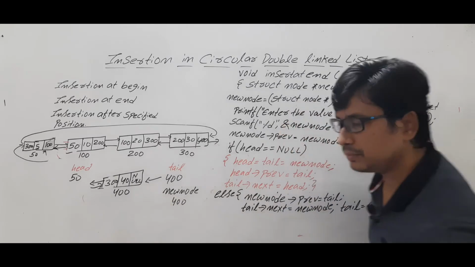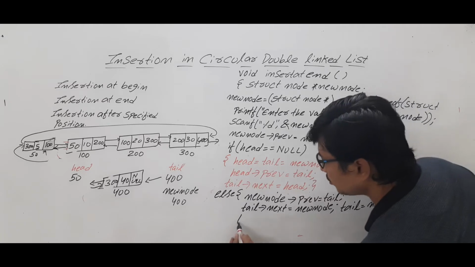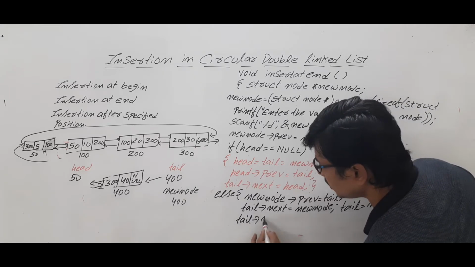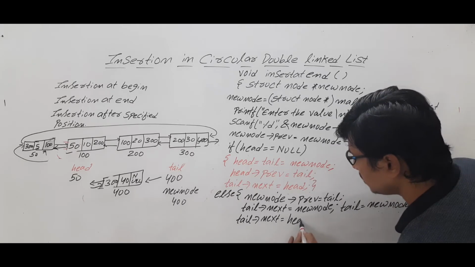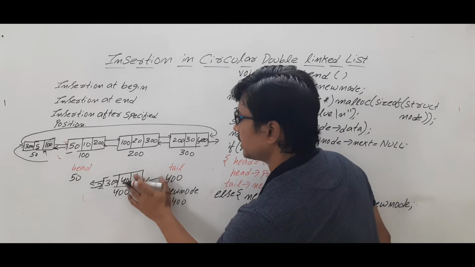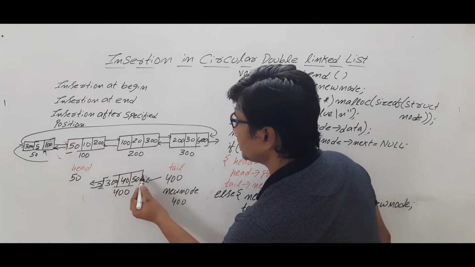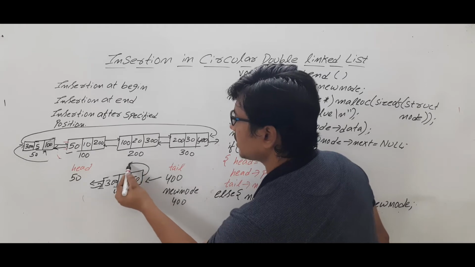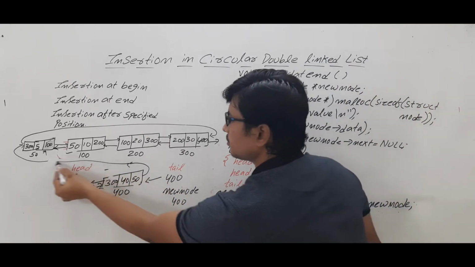Here you have to update tail of next is equal to head. Tail of next means this one is equal to head, which will be 50. So there will be a circular link. So this node will be connected to the first node. Are you able to understand? Okay, let me write it for you.